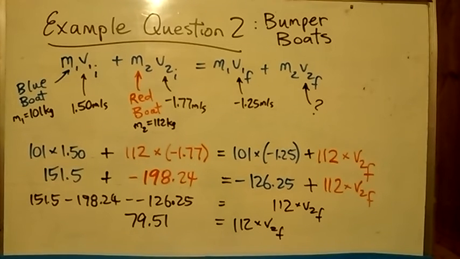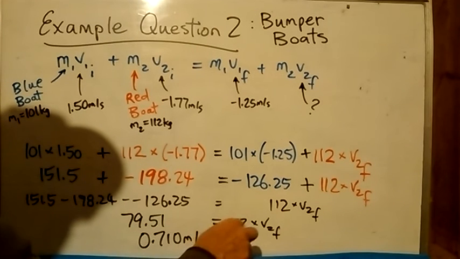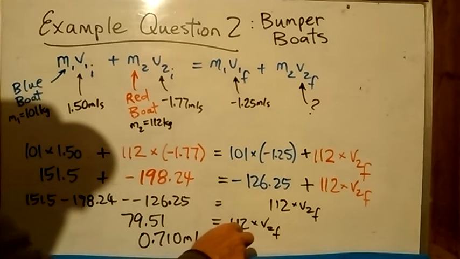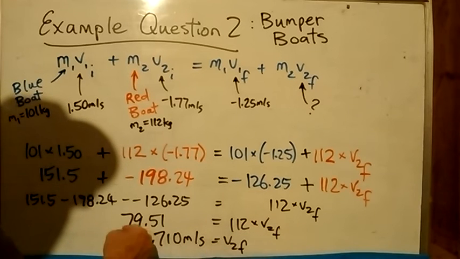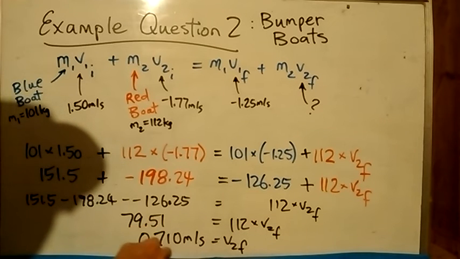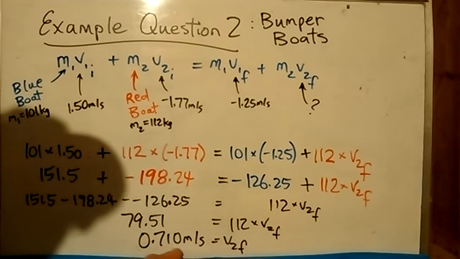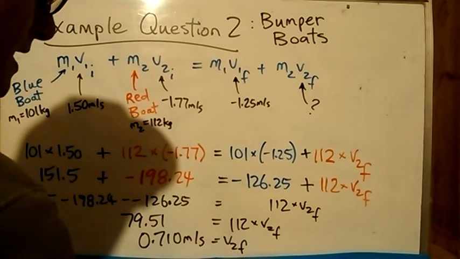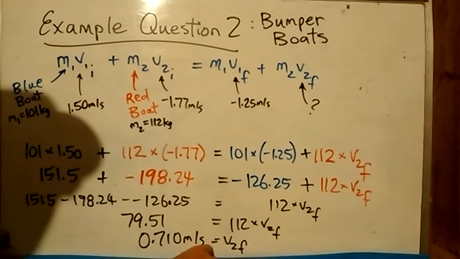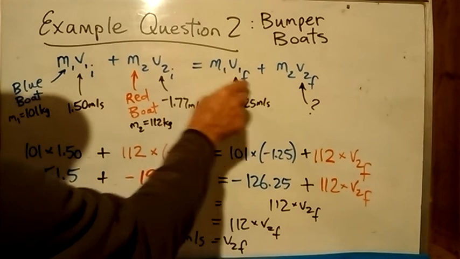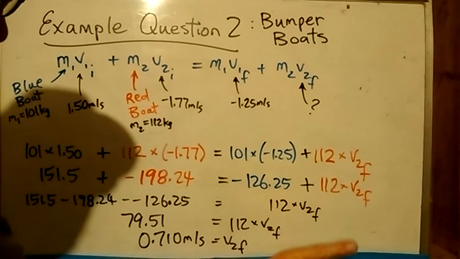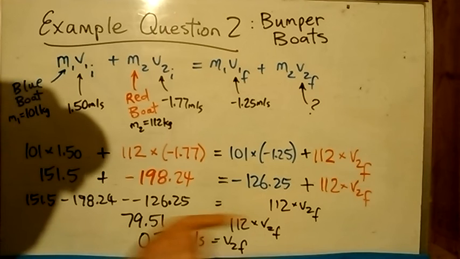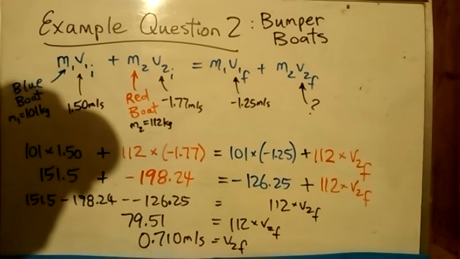And final step, it's just taking 79.51 dividing by 112. So do that to both sides. That side divide by 112, this side divide by 112. And 79.51 divided by 112 is 0.710 meters per second. So this fish, the M2, is actually going to the east now, the positive direction, at 0.710 meters per second.